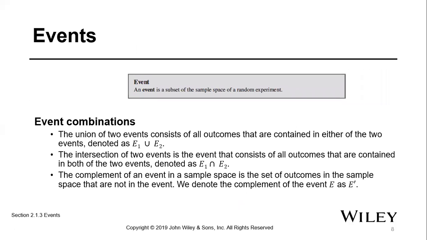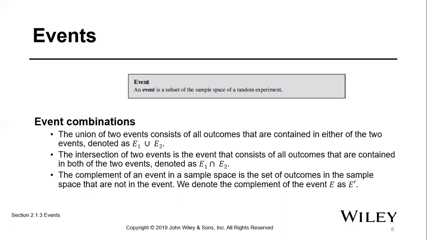So an event is a subset of the sample space of a random experiment. Basically, a sub event is just whatever happens. A union of 2 events consists of all outcomes. Unions are denoted with a U, this part right here. Unions are when you have all possible outcomes of 2 events happening.